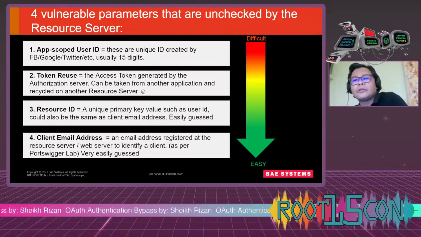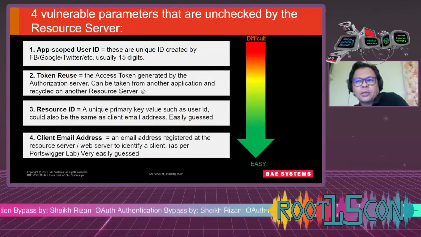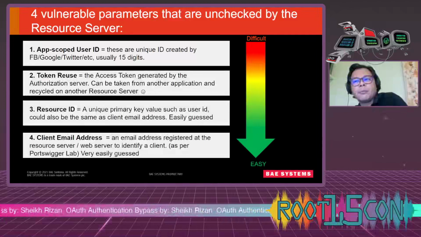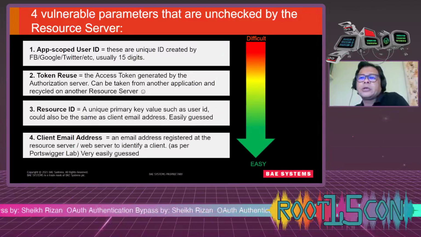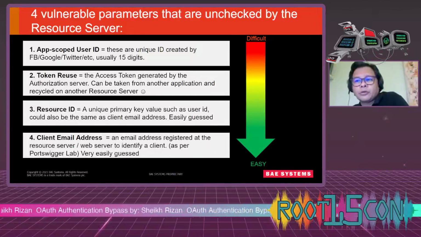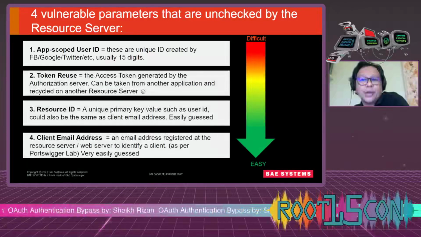Now, going down the list, a much easier approach is if the developer has not checked the token. The access token that I showed in the previous slide was the token granted by the authorization server. In this case, it could be Twitter, Google, or Facebook. That access token can be reused on any website where they do not check the validity of the access token and just blindly accept it. I will show in the following slides how an attacker could exploit this in a real scenario.